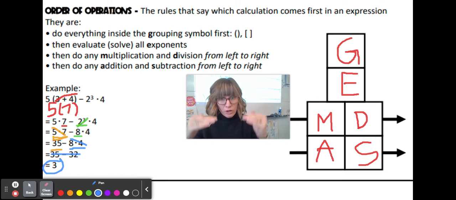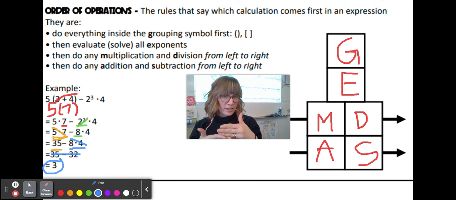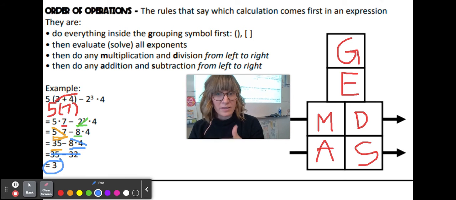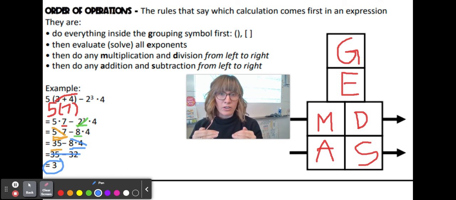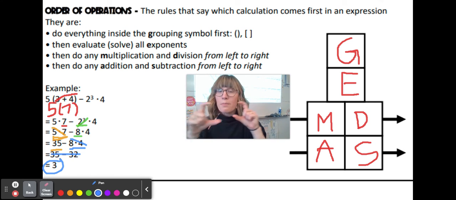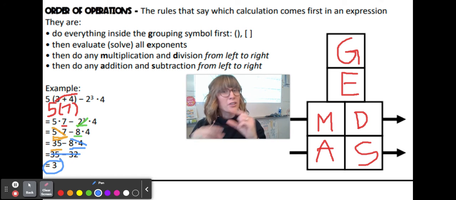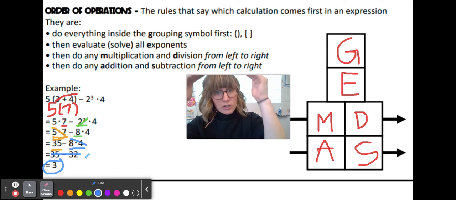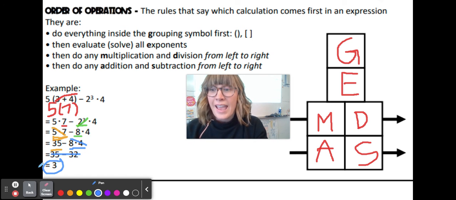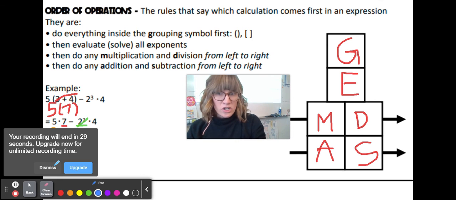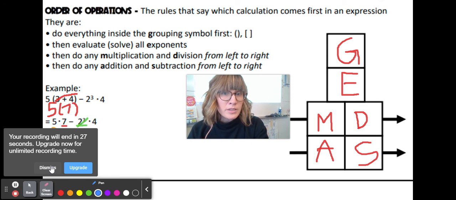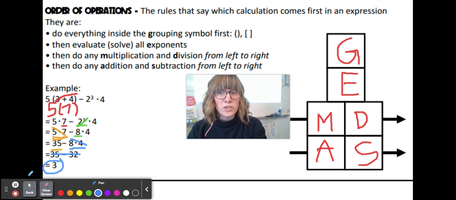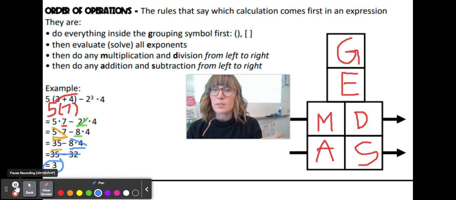Making sure to drop it down and stay tidy is going to help you be more accurate. Even if it feels slower in the beginning, it'll help you be more accurate in the end because you won't miss any little subtle operations or a negative sign, for instance. So making sure to drop it all down as you go. That is the order of operations. We'll have a few more examples if you are curious or want to do a few more together in some other videos.